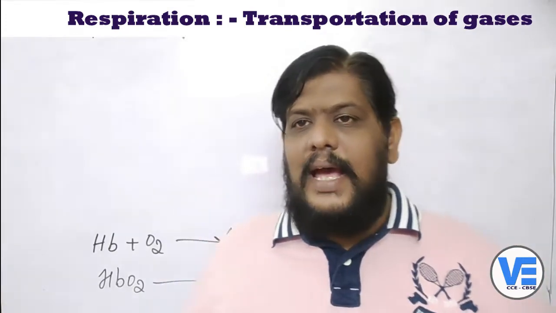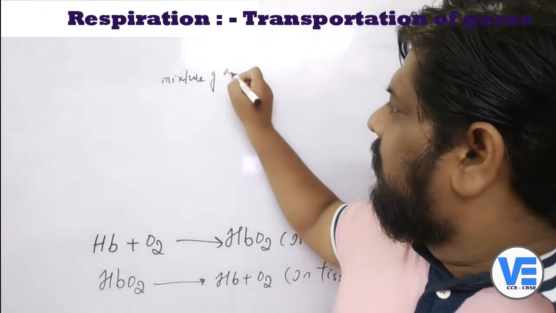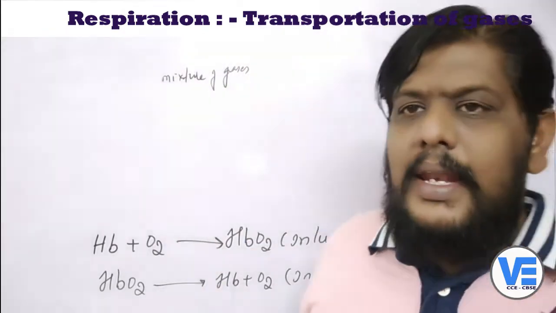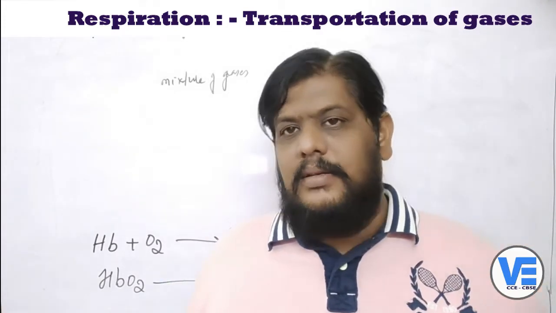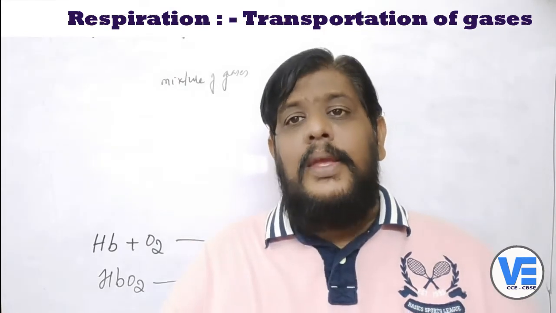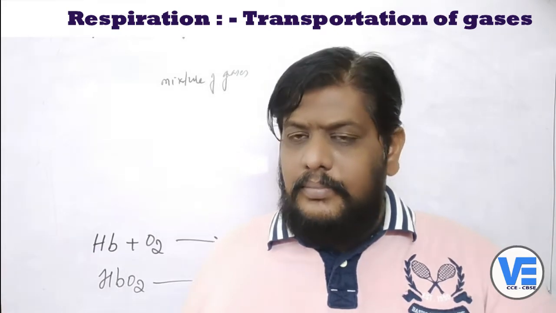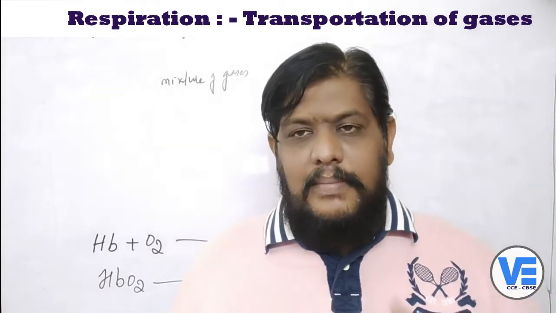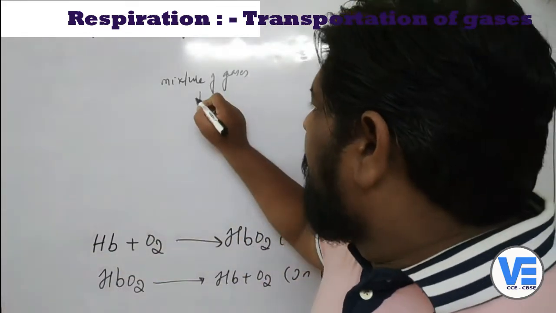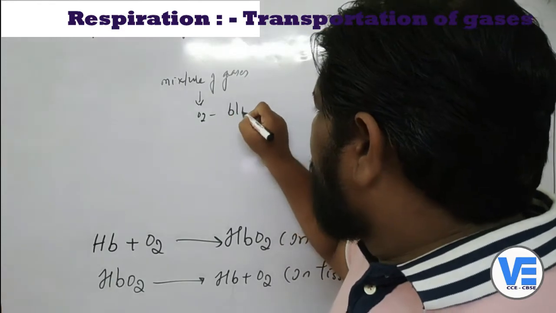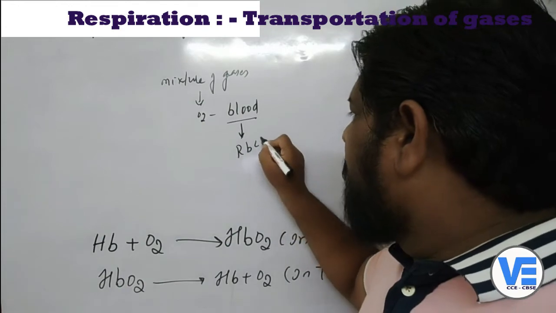We already discussed that air is a mixture of gases, isn't it? So these gases will contain oxygen and carbon dioxide. Because of the concentration levels, oxygen is diffused into the blood. It comes into your lungs and then to your alveoli, and from the alveoli oxygen is diffused into the blood. So when it comes into the blood, it comes to the RBC.